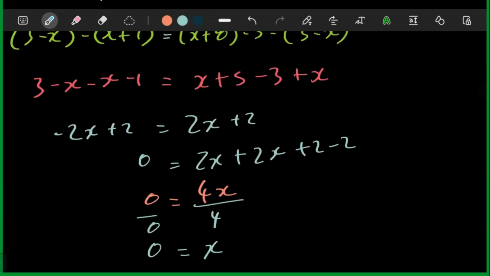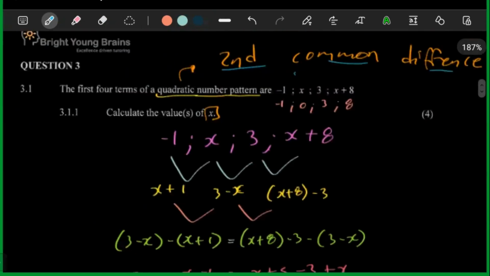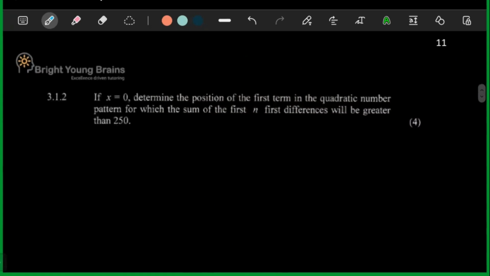Yeah, so all this is good. Let's move on. 3.1.2. If x is a 0, they just confirmed it fast. If x is a 0, determine the position of the first term in the quadratic number pattern for which the sum of the first n first differences will be greater than 250.